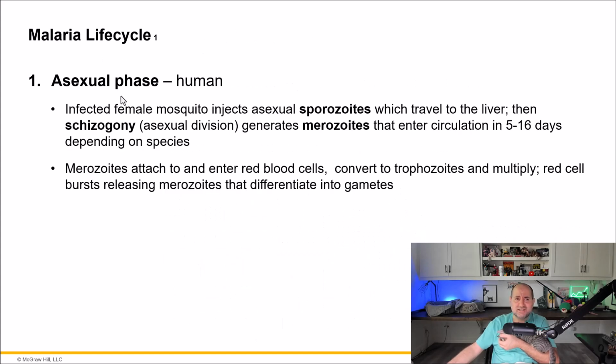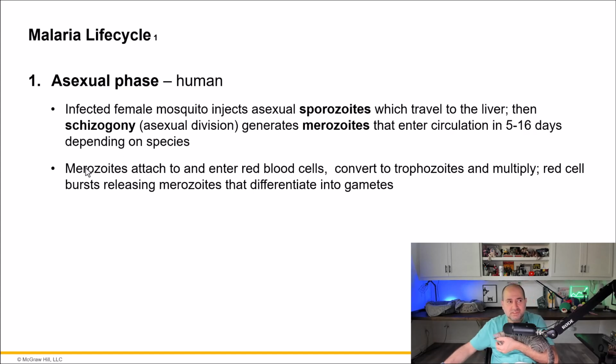There's an asexual phase within the human host. Infected female Anopheles mosquitoes inject asexual sporozoites, which then travel to our liver. Then through schizogony, asexual division, you generate merozoites. The merozoites enter circulation in 5 to 16 days, depending on the species.